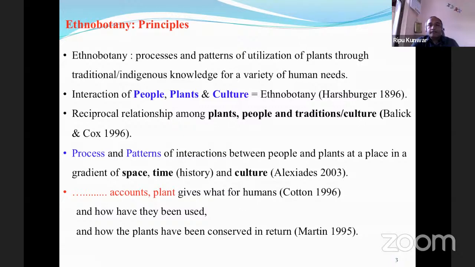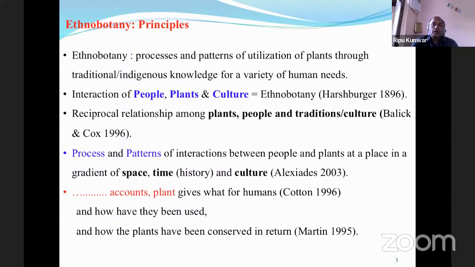Later on, Michael Balick and Alan Cox defined ethnobotany as a reciprocal relationship among plants and people through tradition or culture. So we define ethnobotany as the process and pattern of utilization of plants through traditional knowledge for human needs. So this is a kind of process.